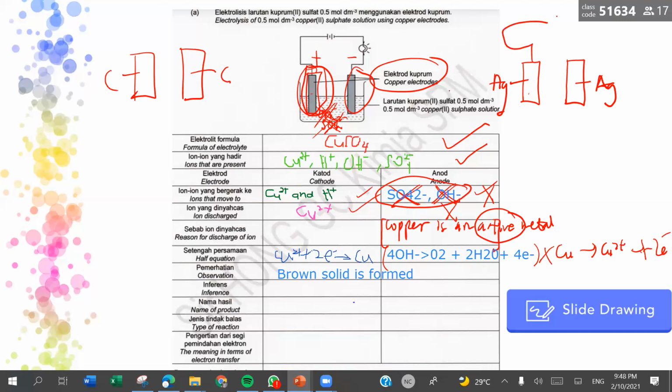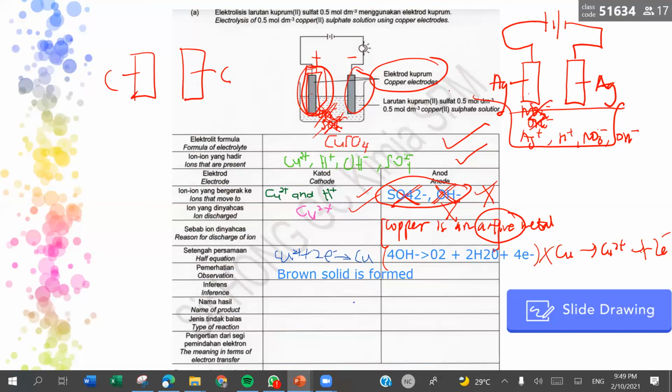Let's say I got silver here, and teacher got silver nitrate. Teacher got Ag+, H+, NO3-, and OH-. Which one will go to my anode? NO3- and OH-. Am I going to choose NO3- and OH- to be selectively discharged, or will I choose the Ag here? The Ag. Teacher cannot hear you? The Ag.